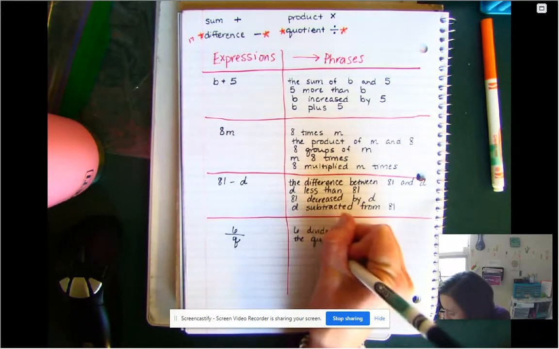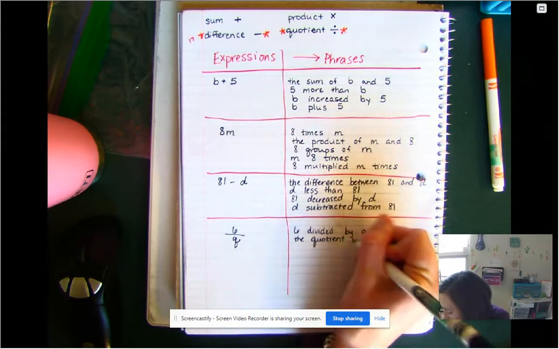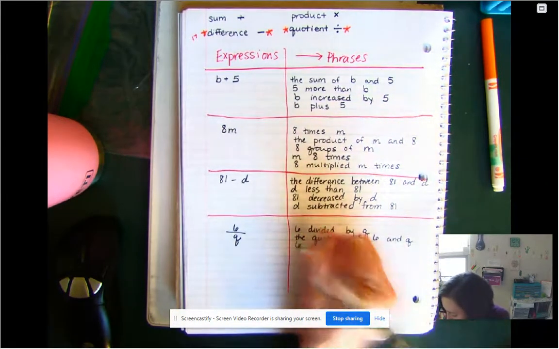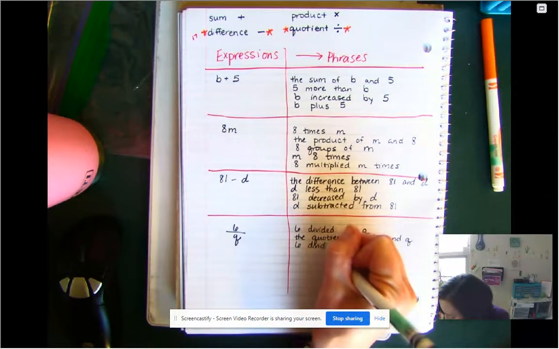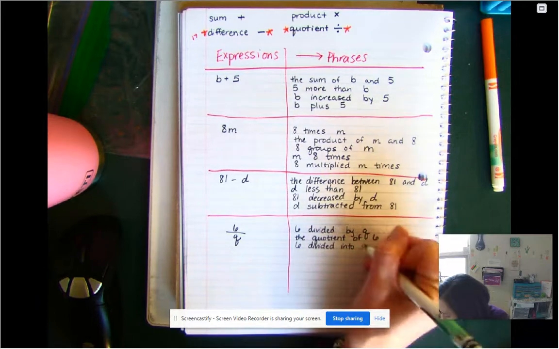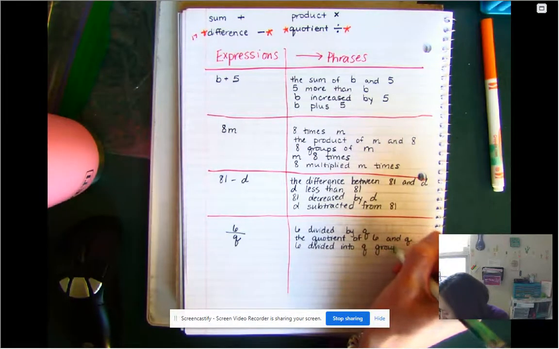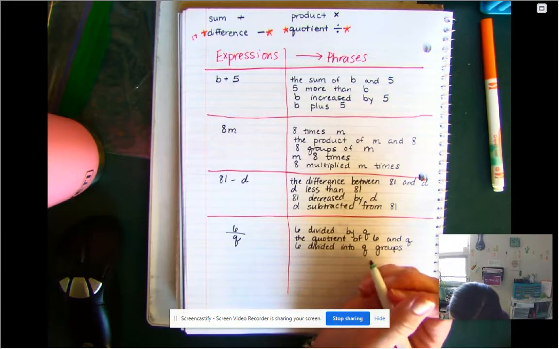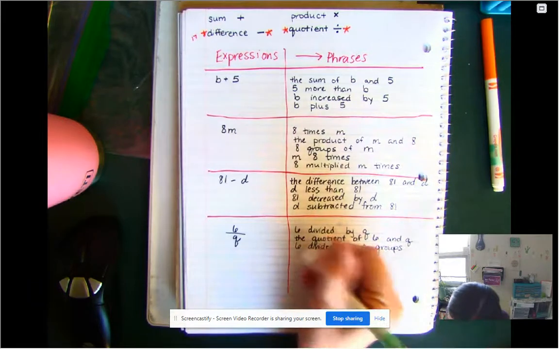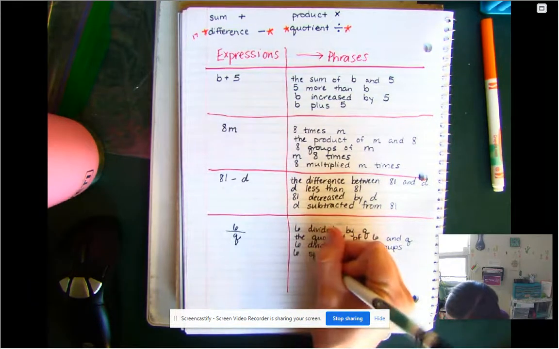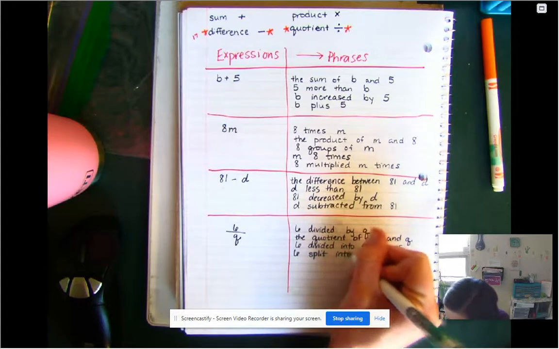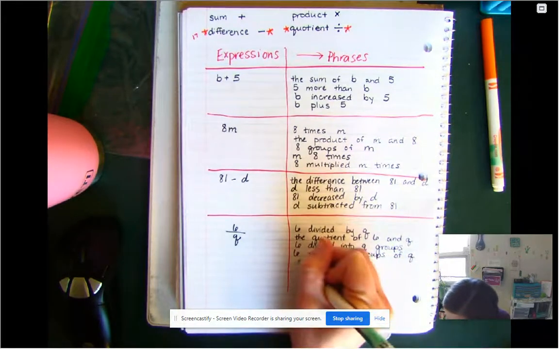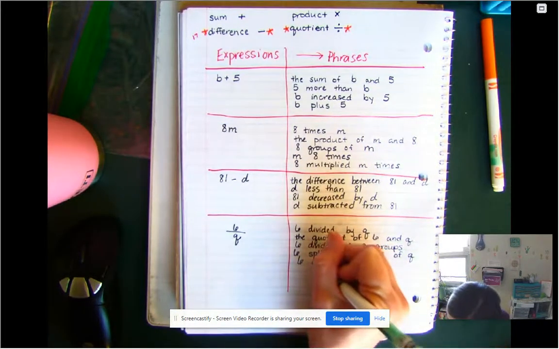The quotient of 6 and Q. 6 divided into Q groups. Or 6 split into groups of Q. I don't know, if you have another one I didn't get, feel free to ask me. Obviously the easy one is 6 divided by Q.